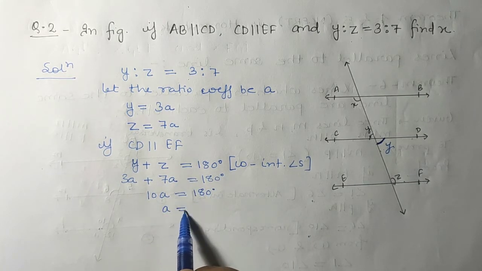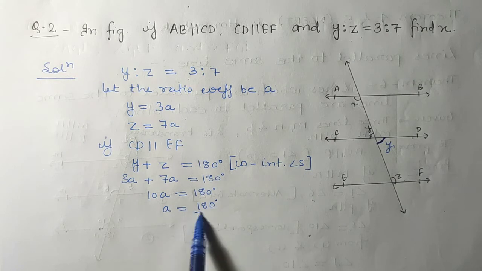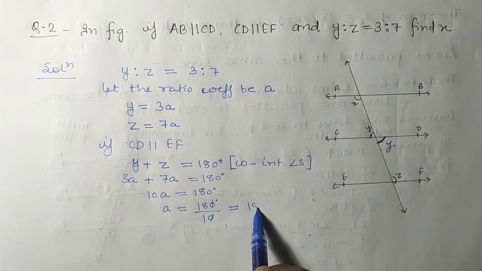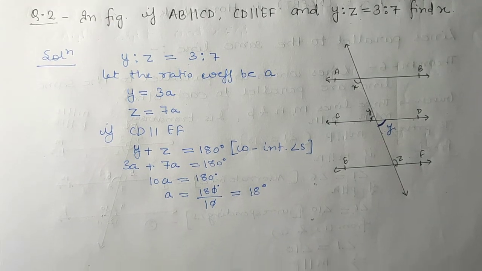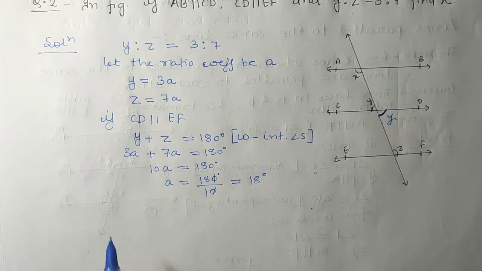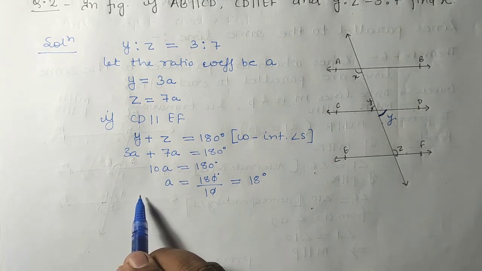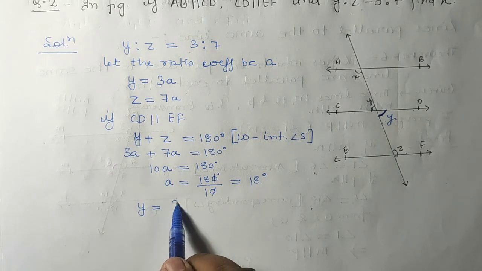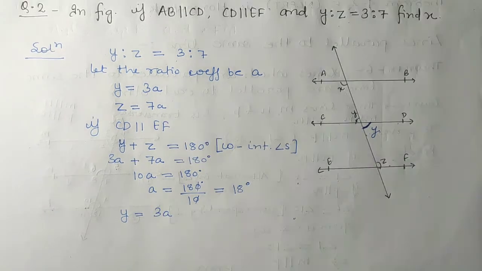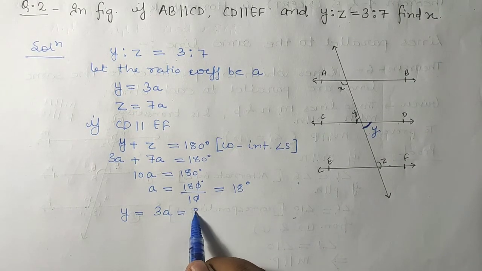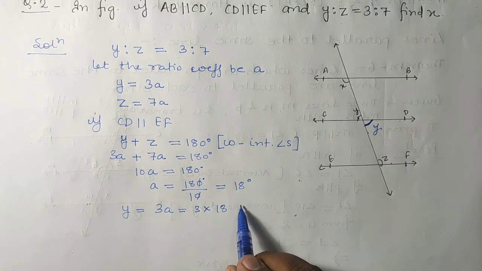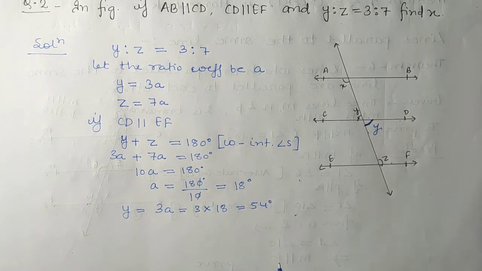So A will be what? A will be 180 upon 10, the zeros cancel out, so A is what? 18 degrees. So by finding the value of A, we can find the value of Y. It is equal to 3A, which means 3 into the value of A, that is 18. 18 3s are 54 degrees. It is the value of Y.